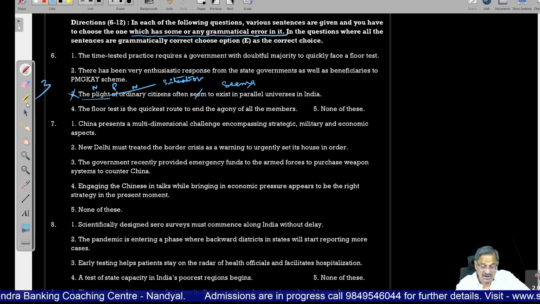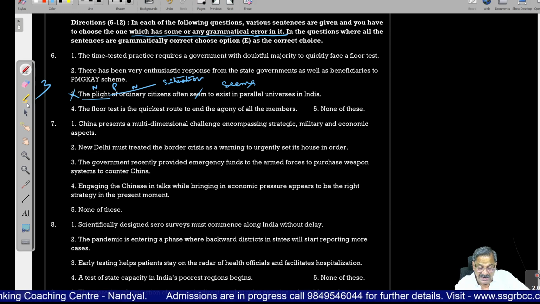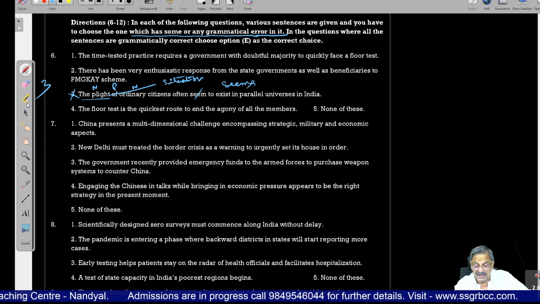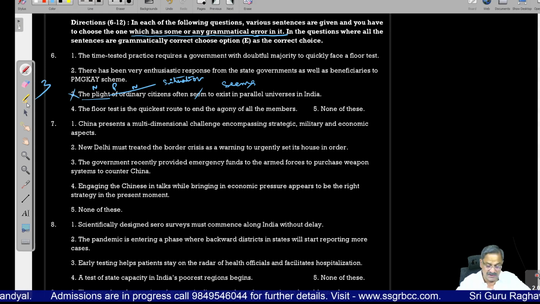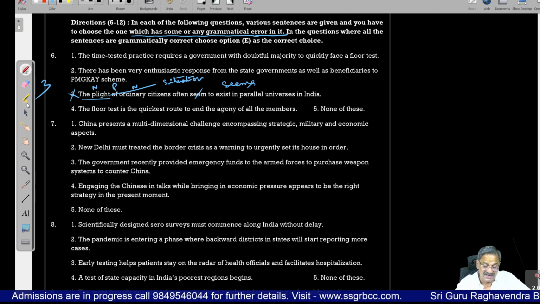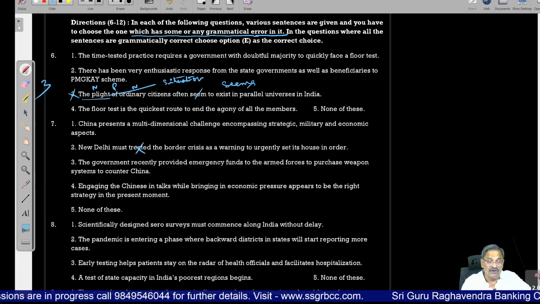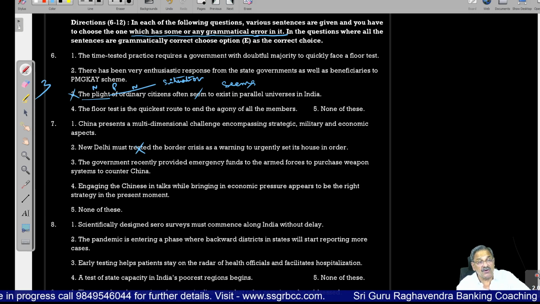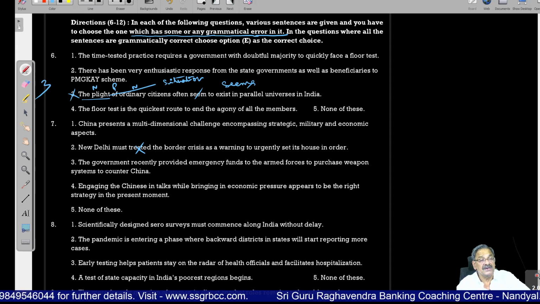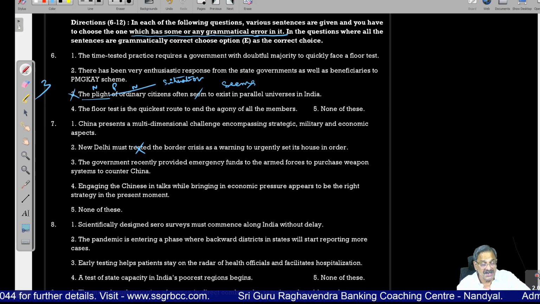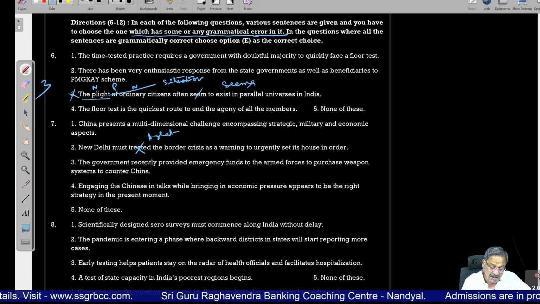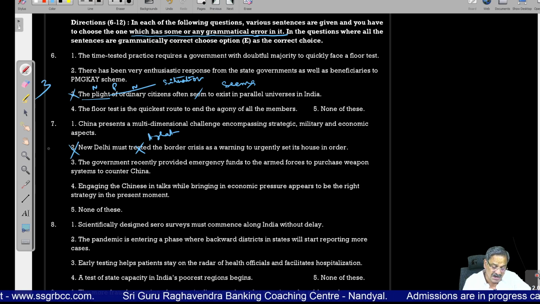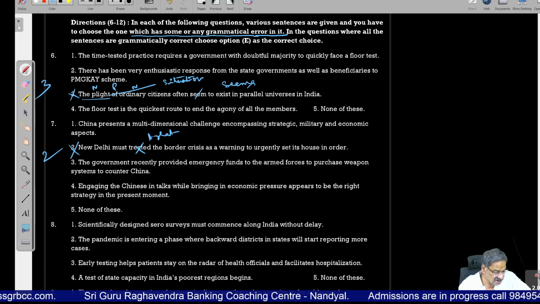Then China presents a multi-dimensional challenge encompassing strategic, military and economic aspects. New Delhi must treat. After will, would, shall, should, can, could, may, might, do, did, does, dare, must, ought to, need, after that we have to use V1. So it should be treat. So in which sentence is the error? Second sentence.